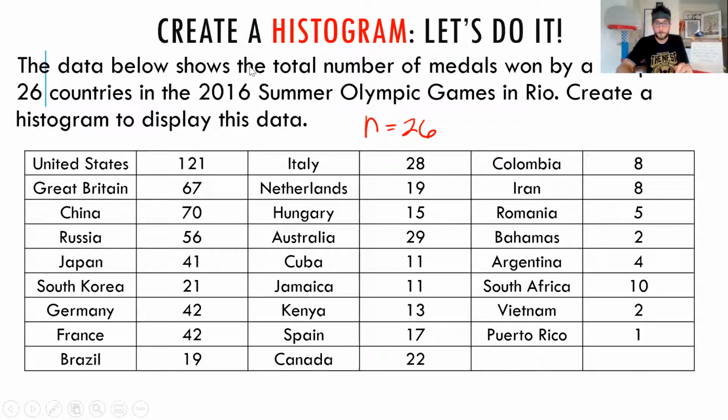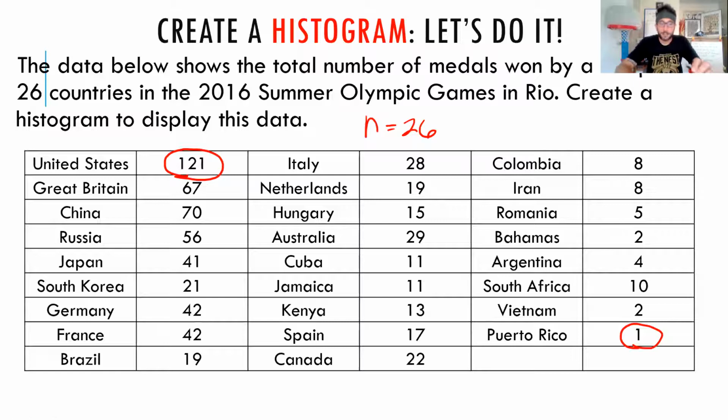We can see that over here, the minimum is 1. Puerto Rico is its own country in the Olympics. Kind of weird, right? That's a conversation for another day. And then the US has the max at 121.